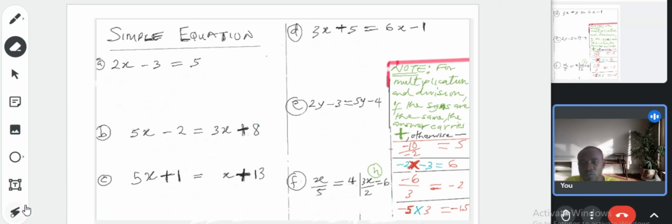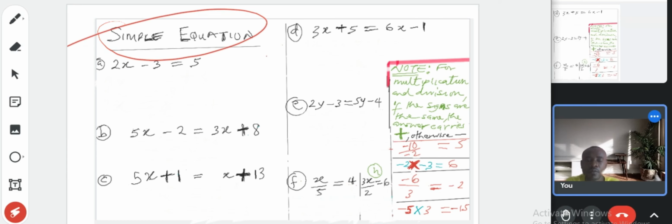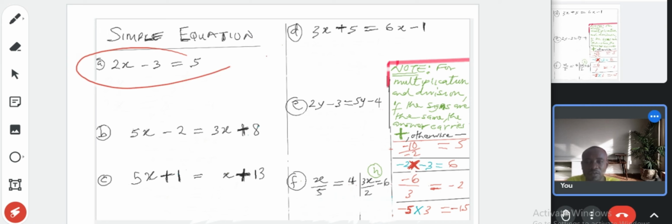This is about simple equations. Alright, so for instance, A says 2x minus 3 equals 5. What do we do to solve this?